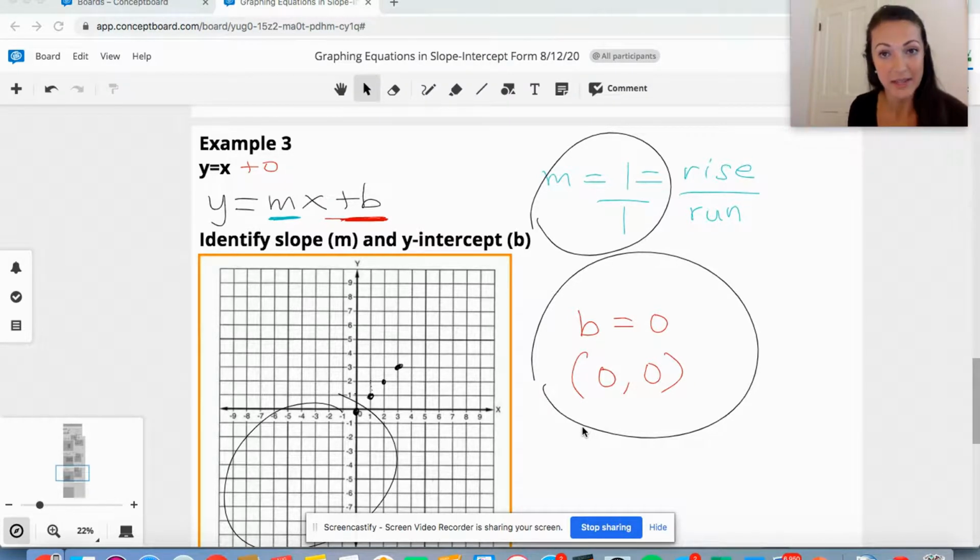Our line does extend into the third quadrant. So in order to get our line to extend into the third quadrant, we just have to look at our slope a little bit differently. 1/1 is also equal to -1 over -1. All right, and let's see how that helps us to be able to graph in that third quadrant. So -1 over -1 tells us we're going to fall 1 and go to the left 1, fall 1 and go to the left 1, fall 1 and go to the left 1.